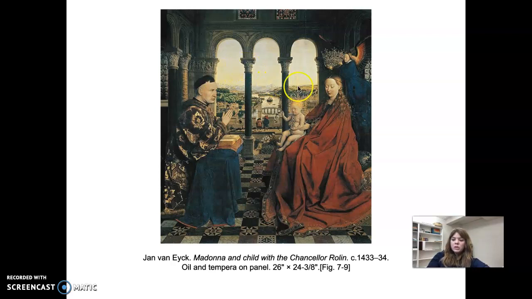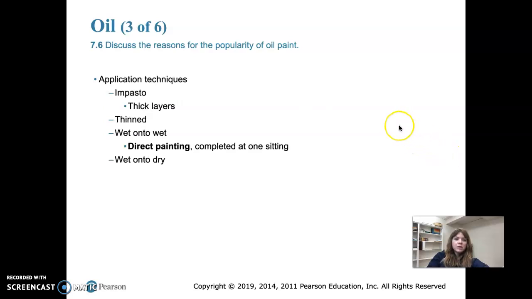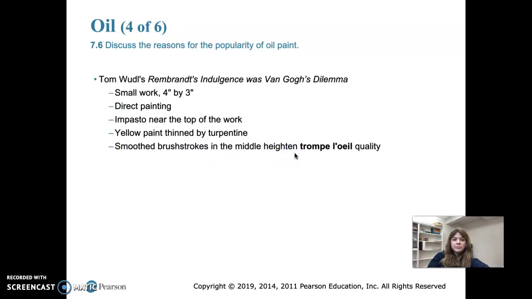We'll take a look at a piece here in a minute by Tom Woodall, Rembrandt's Indulgence Was Van Gogh's Dilemma from 1991, and he uses the direct painting method in his piece here. So wet onto wet, completed in one sitting, is the direct painting method. It's a small work, only 4 inches by 3 inches.